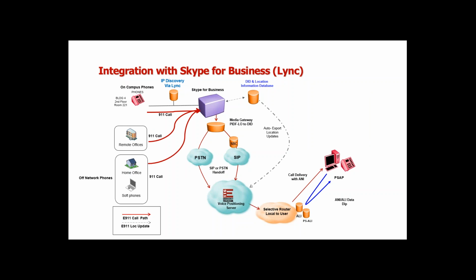Now, the one challenge with Skype for Business, and this is not unique to our solution, this is just an issue with Microsoft and the way they've developed it, is that currently if you're working from home or you're a highly mobile soft phone user, we can't set up ELINs and URLs for home office or soft phone users. It just doesn't allow that capability. So it's just going to send PIDF-LO all the way to our voice positioning server. And unfortunately, we don't know where to read the location, and there's no reason in sending it to the PSAP because they can't do anything with it.